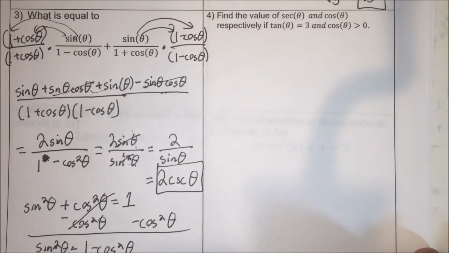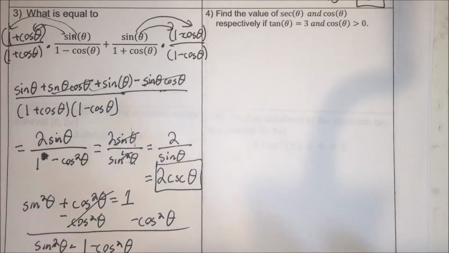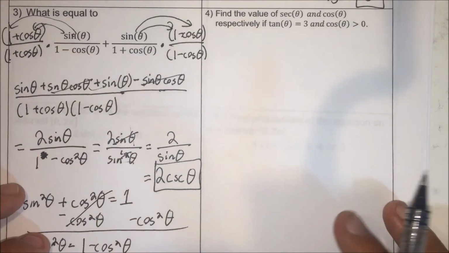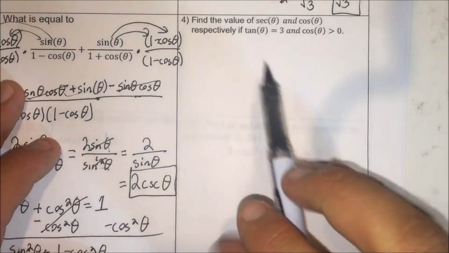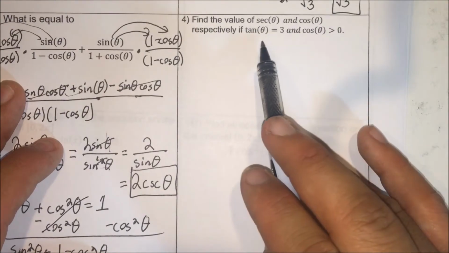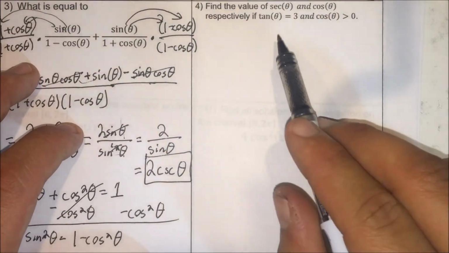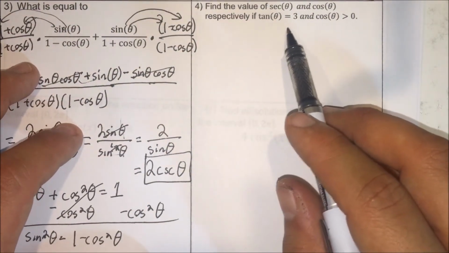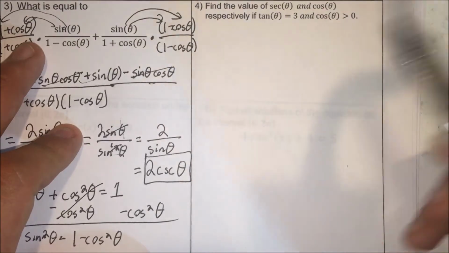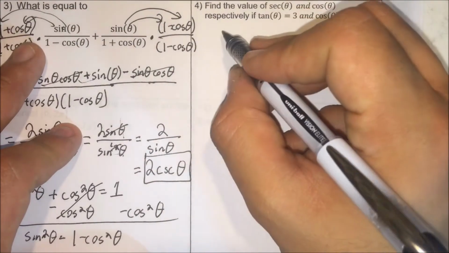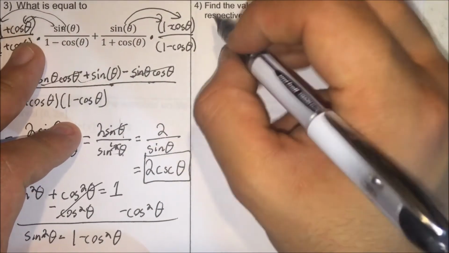Alright, let's look at number 4. So number 4 says, find the value of secant and cosine, respectively, if tangent of theta is equal to 1 and cosine of theta is greater than 0. How do we do this one? Well, the thing is that we're only given the numerical value for one of the trig functions, whereas up here we were given 2 in number 2. So whenever you're given 1, you're going to have to use a Pythagorean identity to relate it to another one. And if you look at your Pythagorean identities, there is one with tangent.